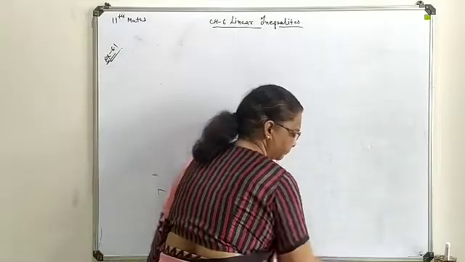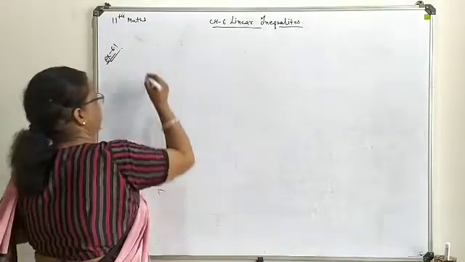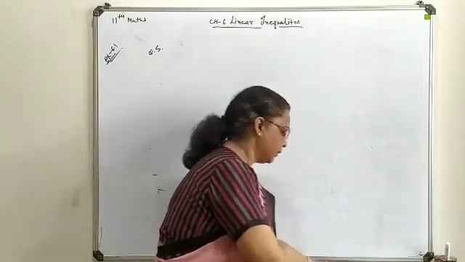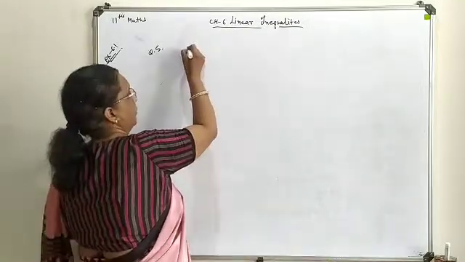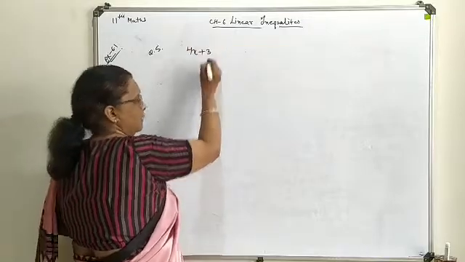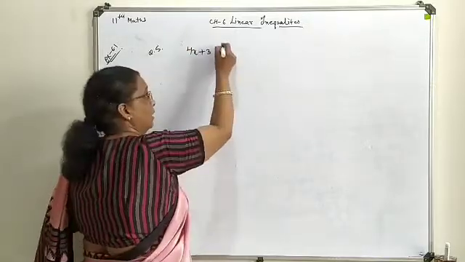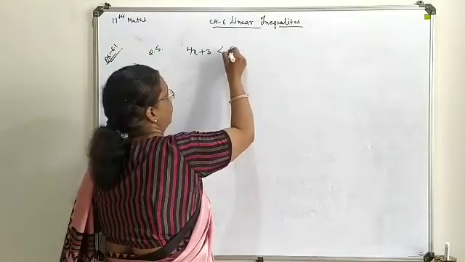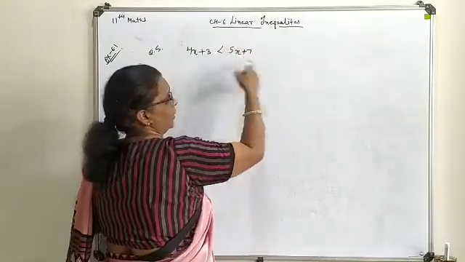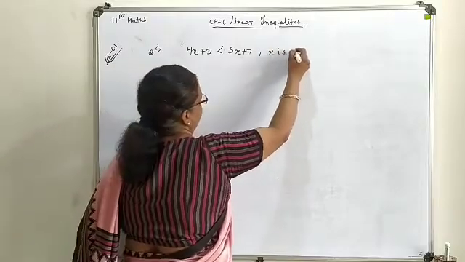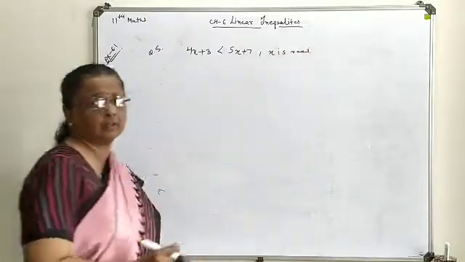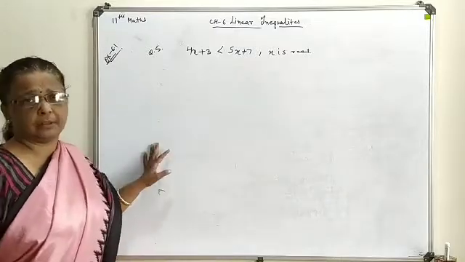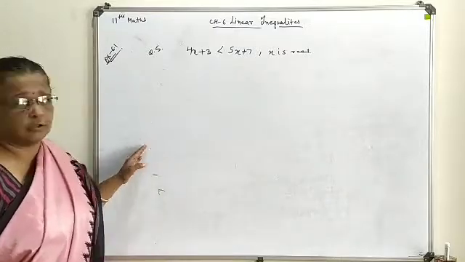Now here we just look at question number 5. Step by step we are going to increase the difficulty level. This is 4x + 3 < 5x + 7, where x is real. For this we have to find the solution set. So one by one we are going to evaluate the terms.